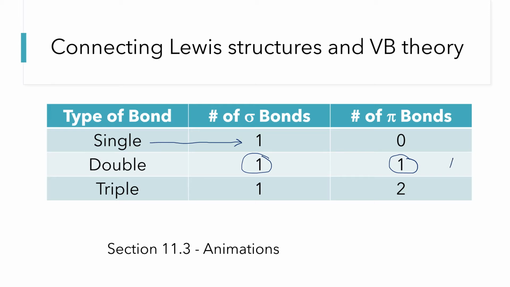And notice that we have 1 sigma plus 1 pi is equal to 2 for our double bond. If we have a triple bond, once again, that first bond is going to be a sigma, but then the second and third bond will be pi bonds. And so we have 1 sigma plus 2 pi's to get all 3 bonds in our triple bonds. And hopefully you did stop and go over and look at section 11.3 for the animations to illustrate how all of that works.